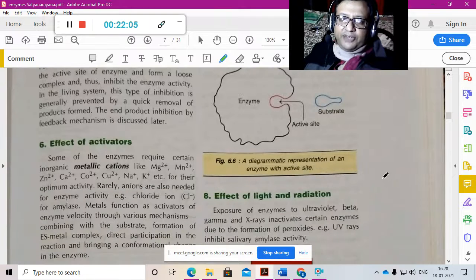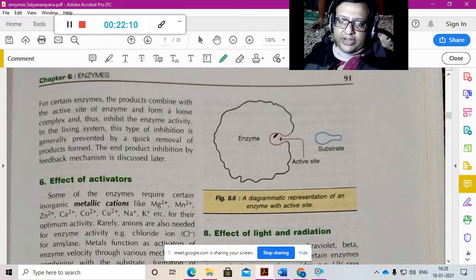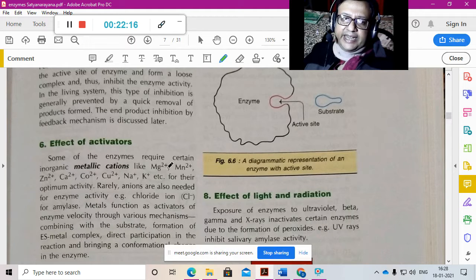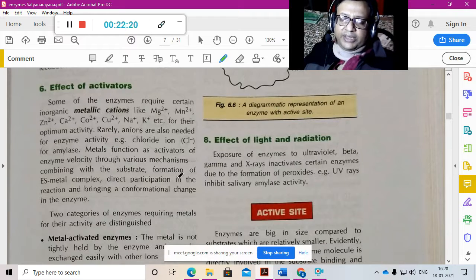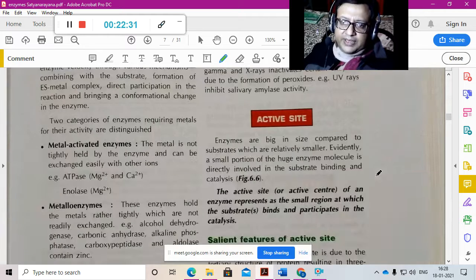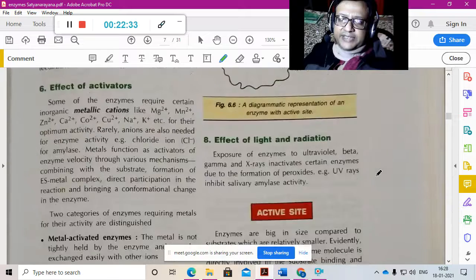Then you have the effect of activators. An enzyme has an active site in which the substrate fits, and it needs certain metallic cations like magnesium, manganese, zinc, predominantly bivalent, for its activity. Light and radiation sometimes also damage enzymes.